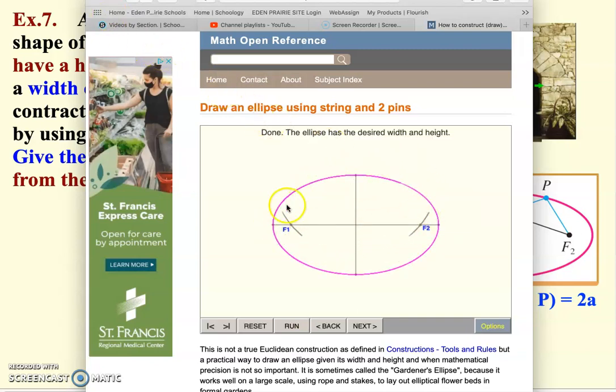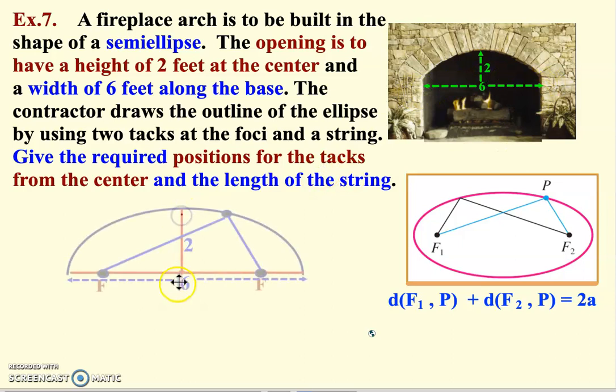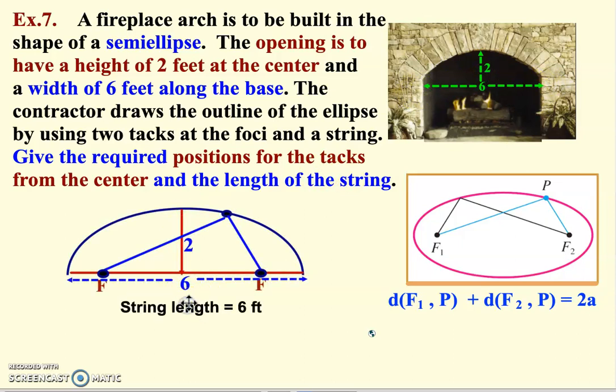So as long as you know the major axis distance, in this case the span of the arch, you'll know how much string you need. So that's actually the easy part. Whatever that distance is, that's automatically your string length. Then the tacks. Well, the tacks are placed at the focal points. So I guess I need to know what the foci are.